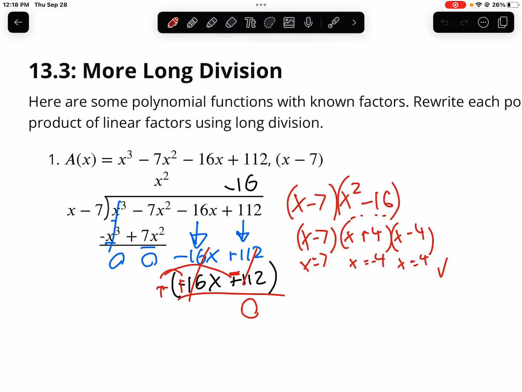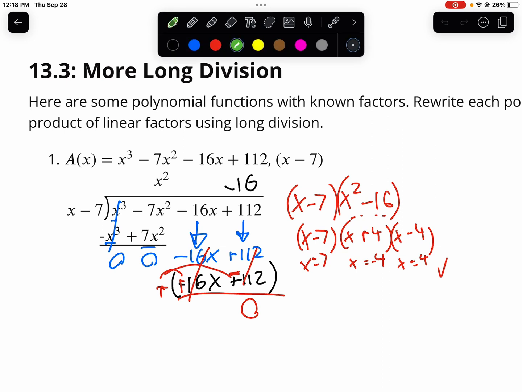Tomorrow, you're going to be working on long division. I want to make sure to leave a video going over it. I'm going to try to color code everything as best as I can and walk you guys through the process.